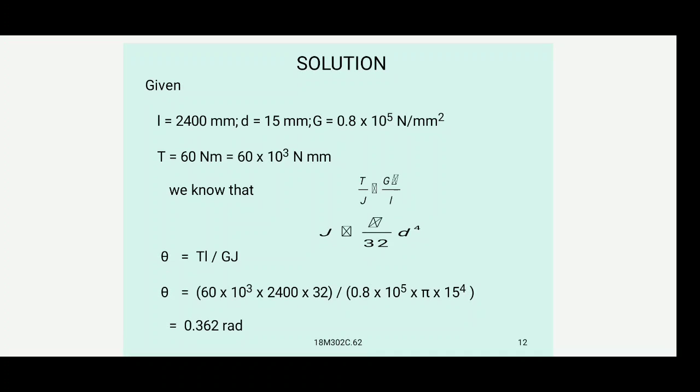Theta is equal to TL by GJ. Theta is equal to 60 into 10 cube into 2400 into 32 by 0.8 into 10 to the power of 5 into pi into 15 to the power of 4. That is equal to 0.362 radians.